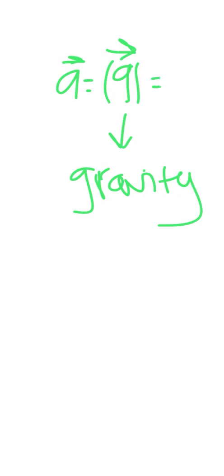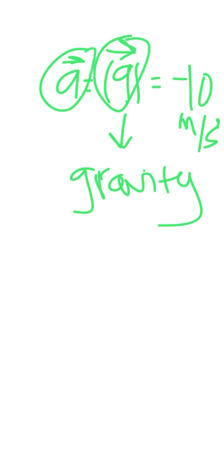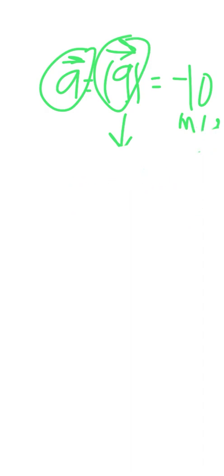And this value is negative 10 meters per second squared in our case. So this value is going to be very important. Negative 10 meters per second squared is g, or the vector acceleration. So now we can look at our question and see how we're going to use g.